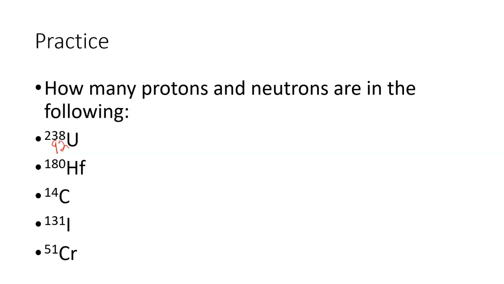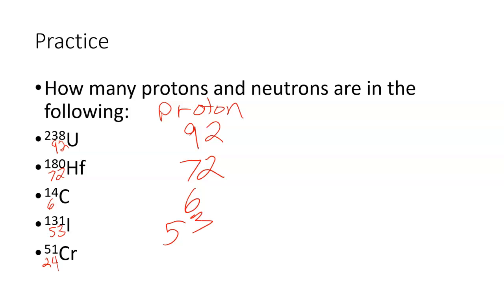Hafnium, if we look on our periodic table, is element number 72. Carbon is element number 6. Iodine is element 53. Chromium, element 24. So that tells you the number of protons. So for each of these, we have 92, 72, 6, 53, 24. Right?